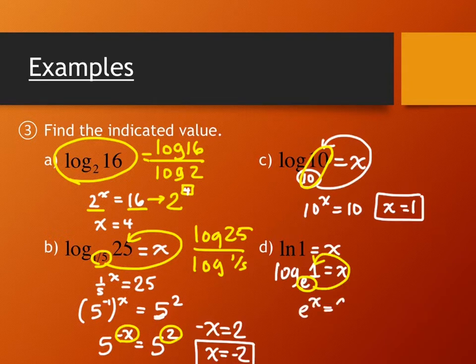e to the x equals 1. What would I have to raise e to get 1? 0. And again, that's actually true no matter what base I had, right? If this were base 5, or base 10, or base 152,967, the log of 1, in any base, is going to equal 0. Again, another property that we'll encounter and talk a little bit more about later.